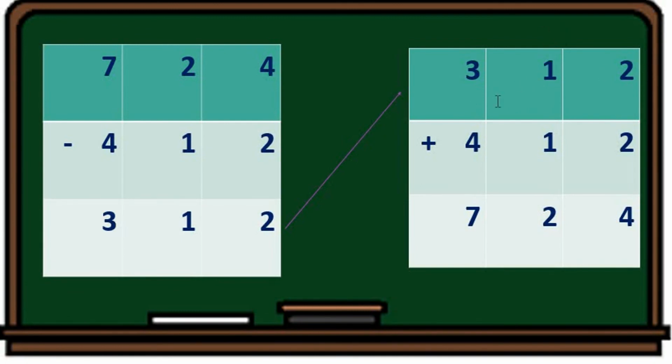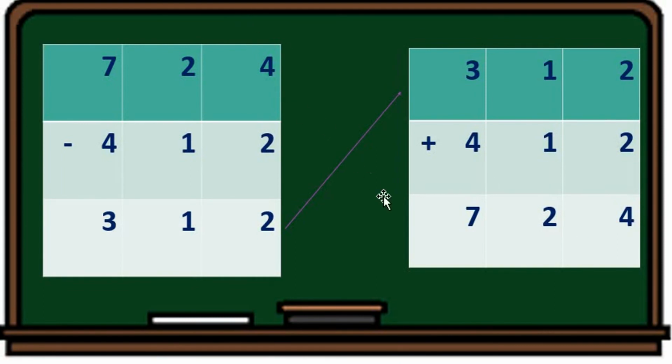So let's start the addition. 312 plus 412: 2 plus 2 is 4, 1 plus 1 is 2, 3 plus 4 is 7. So the answer is 724.